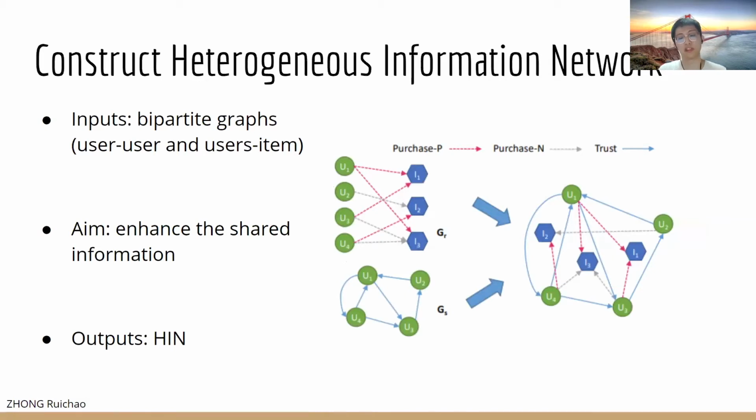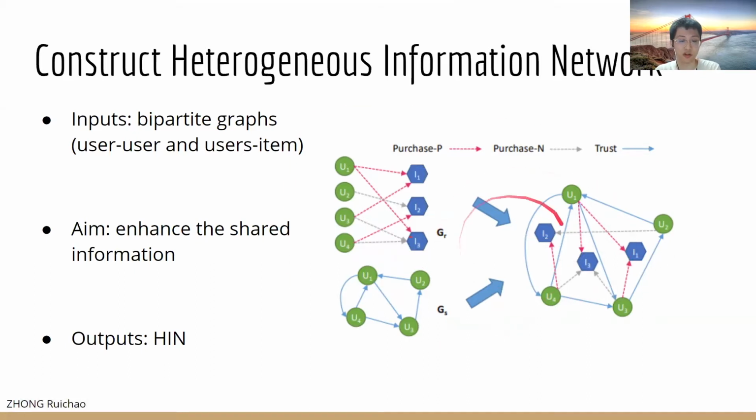The input data sets in this project can be represented as two kinds of bipartite graphs, which are user-user graphs and user-item graphs. Although there are different kinds of graphs, they are inherently correlated due to the fact that the user nodes are in both bipartite graphs. In order to enhance the shared information between the two bipartite graphs, we use the user node as a connecting node to construct the HINs and build a metapath table, which will be illustrated in the next slide.